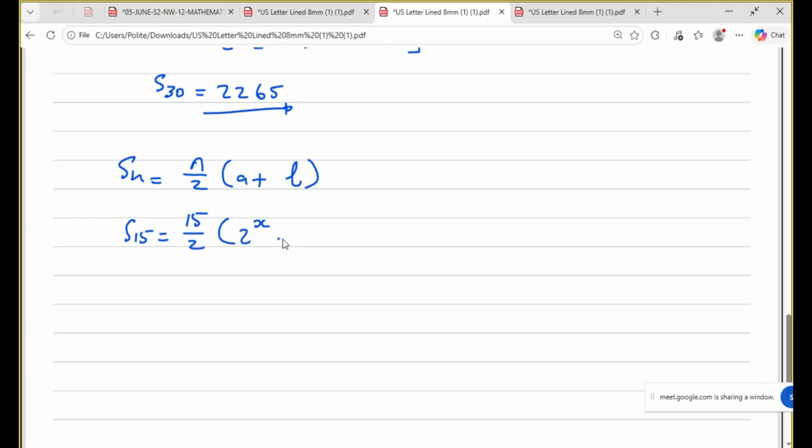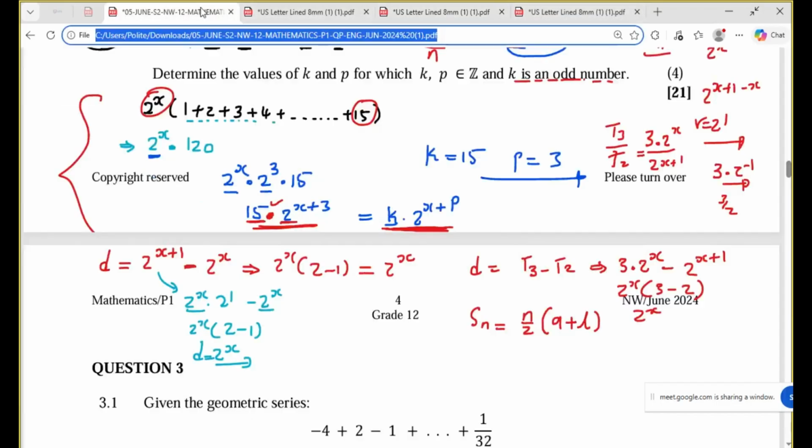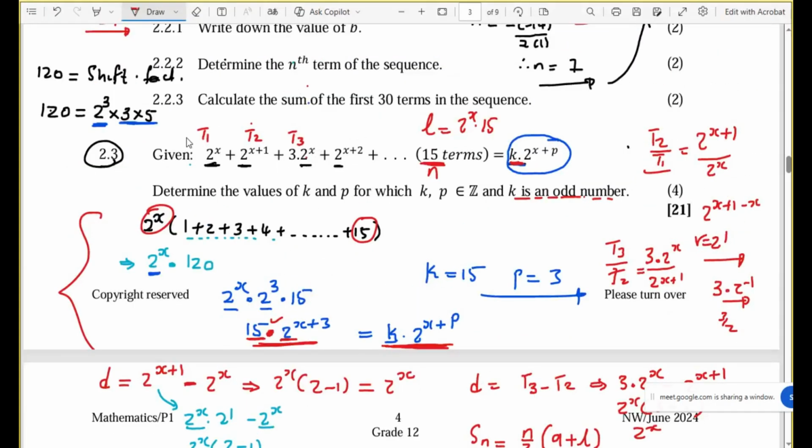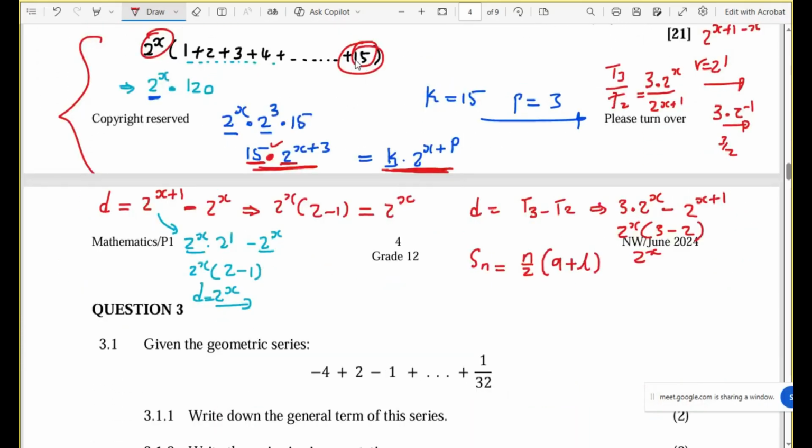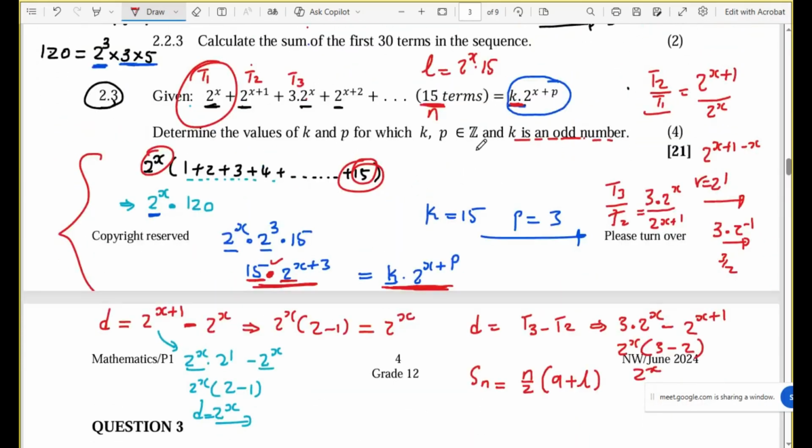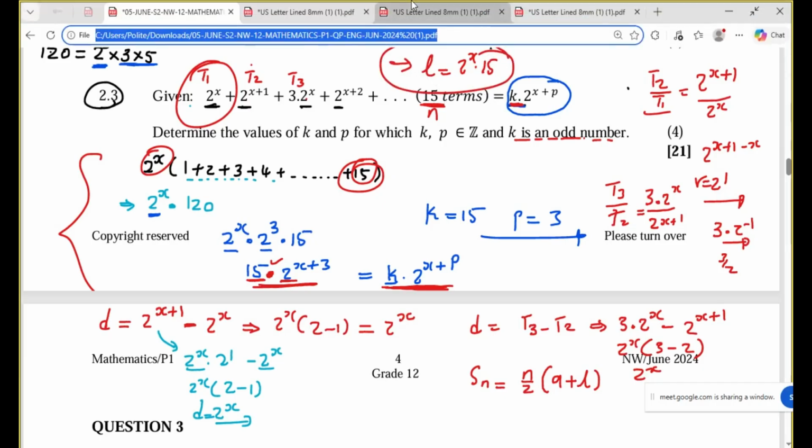That's the first term, plus the last term, which is 2 to the x times 15. So I think you guys still remember where that is coming from. 2 to the x was the first term of the sequence. That's 2 to the x. And then we have 15 terms, and we said that the last term will be what? Will be 2 to the x times 15.